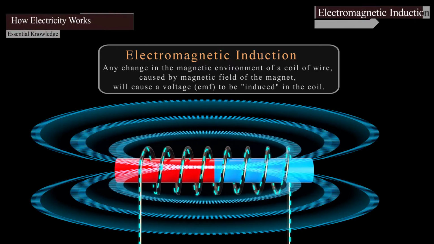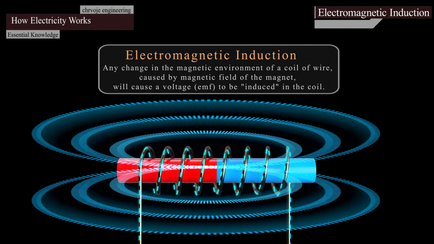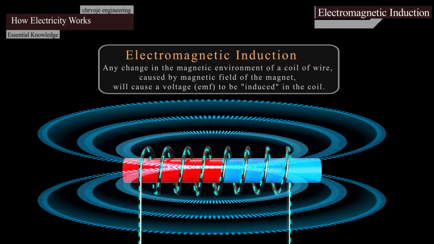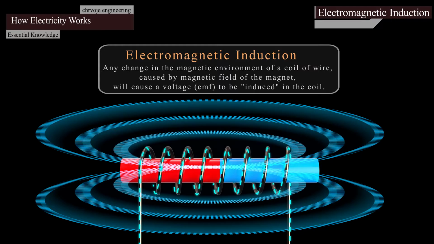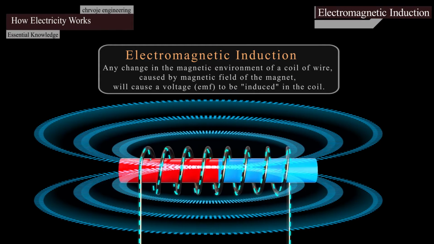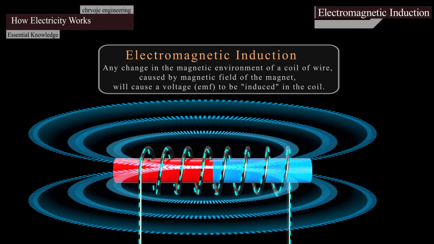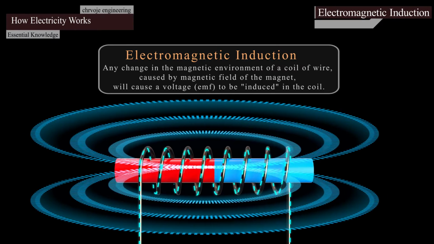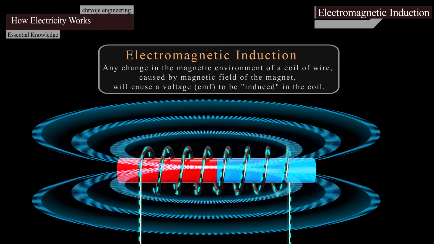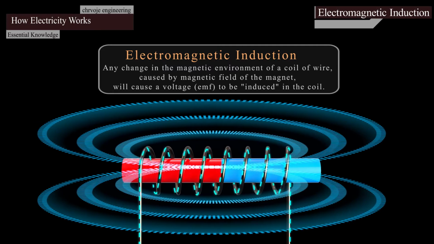When we wrap wire around a magnet, any change in the magnetic environment of a coil of wire caused by the magnetic field of the magnet will cause a voltage, EMF, to be induced in the coil. This induced EMF will push electrons in a certain direction. If the wire is connected in a circuit, then this electromotive force will cause a current to flow. This is the basis of how AC generators work. Also, electricity at your wall sockets within your home is produced in a very similar way.